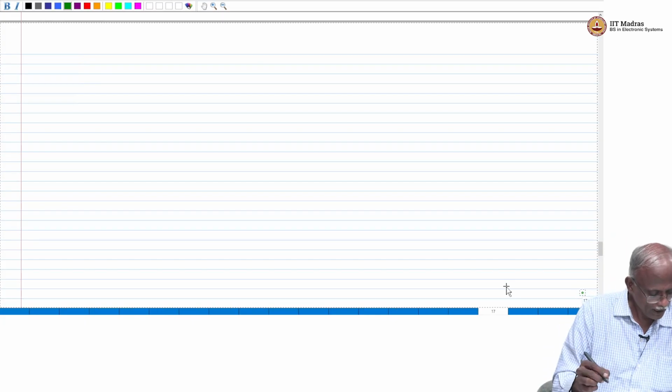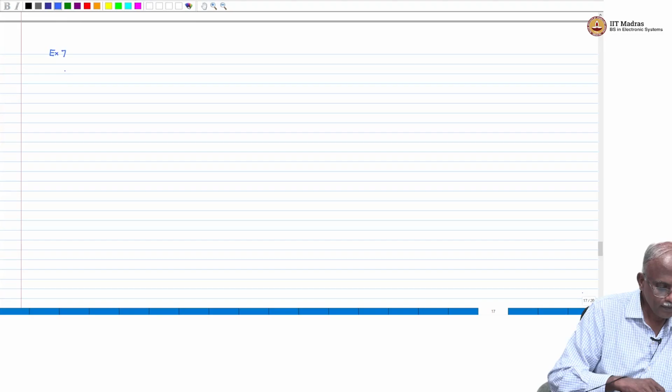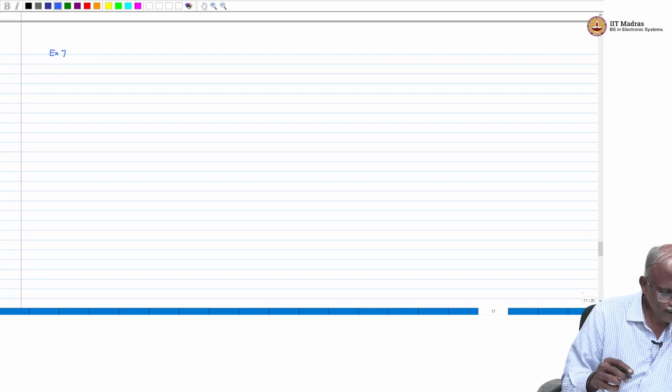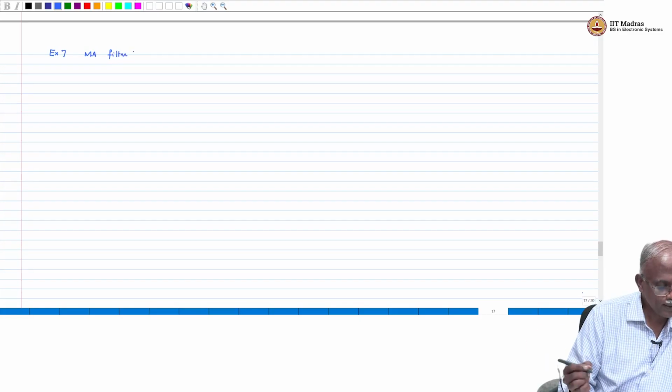All right. Let us look at one more very interesting example. Okay, this is example number 7, and let us look at the following equation, which we have studied many times, which is called the moving average filter. Moving average filter is y of n is equal to 1 over N.